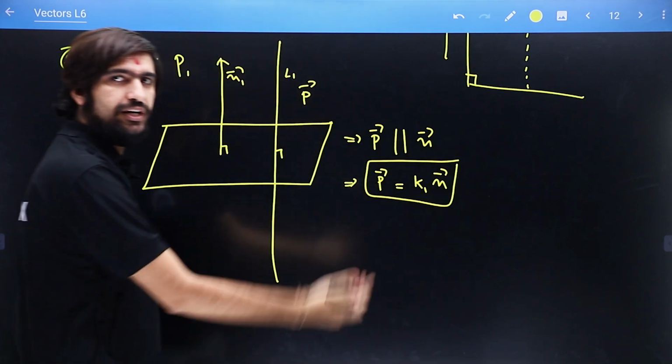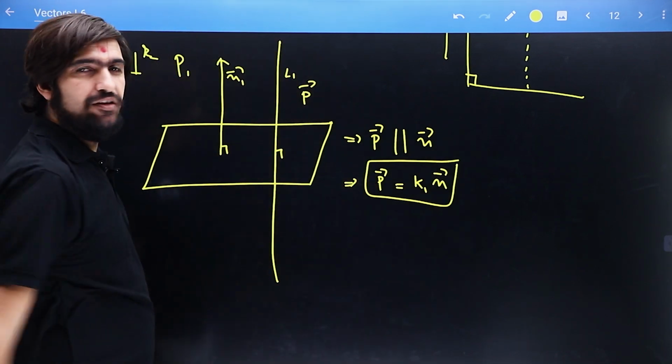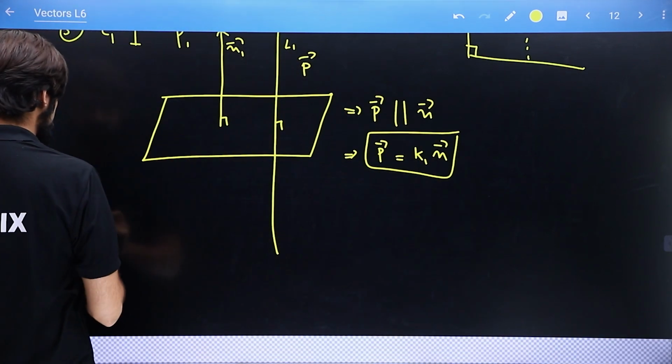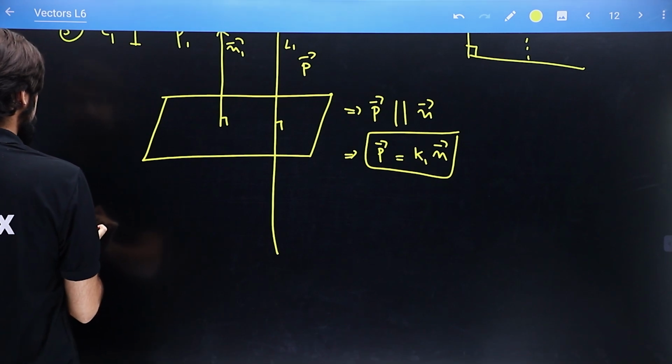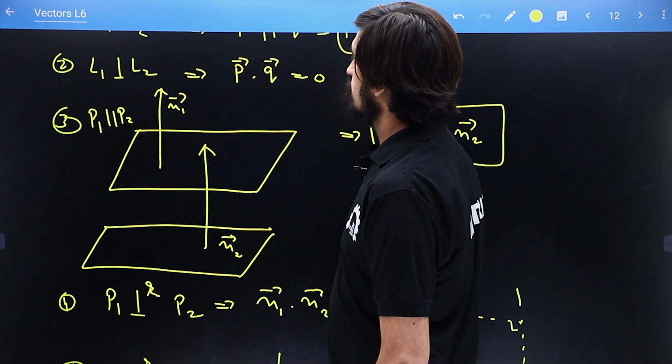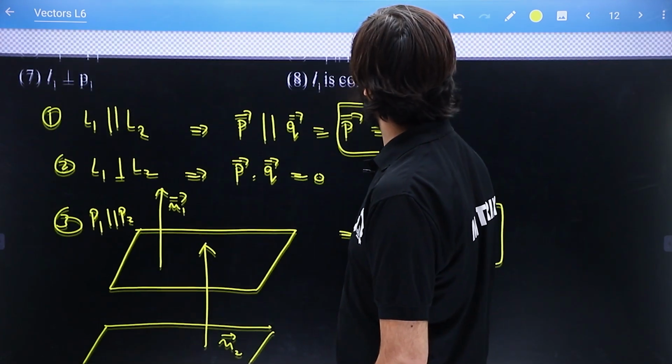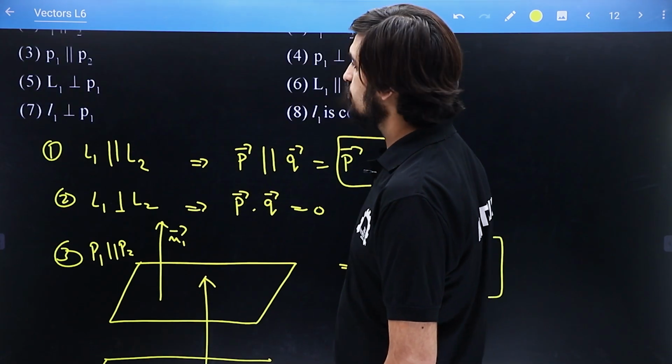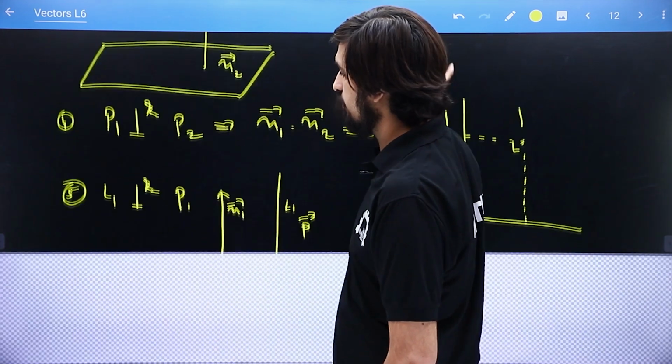Okay, K times vector N. So direction of line L1 and normal of plane 1 are parallel. Sixth. What does the sixth say? In the sixth point, it says that L1 is parallel to P1.